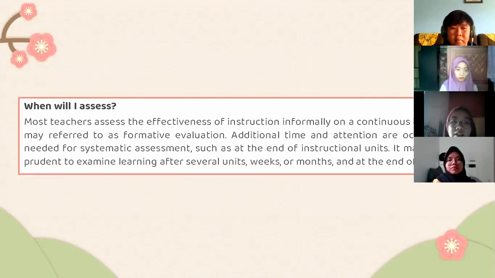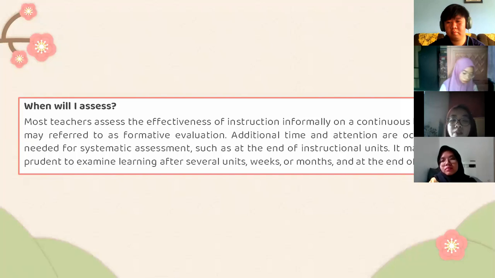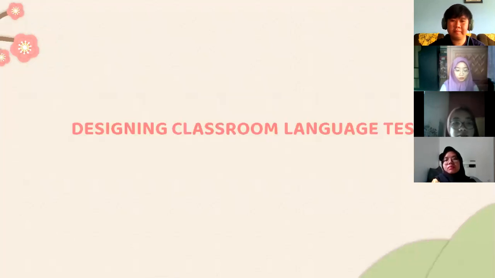And the last is about when will I assess this? Most teachers assess the effectiveness of instruction informally on a continuous basis. This may refer to formative evaluation. Many teachers also do evaluation at the end of instructional units, and the teacher can also do evaluation weekly, monthly, or at the end of the year.